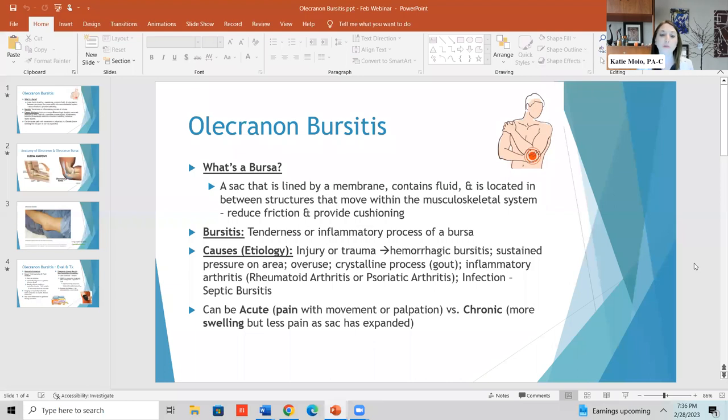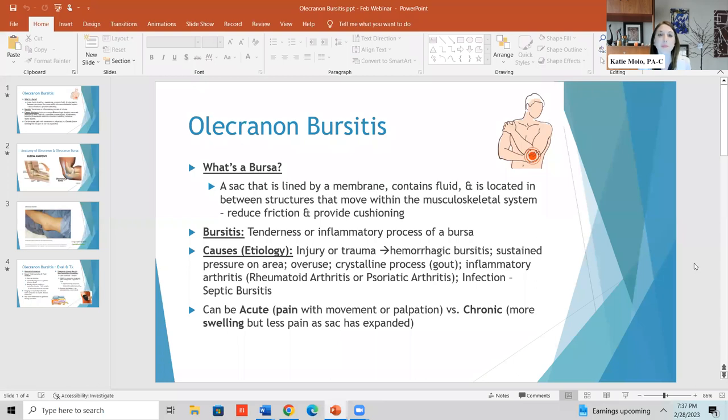So what's bursitis? Bursitis has a misnomer a lot of times that people always think it's infectious, not always. Really all bursitis means is tenderness or inflammation in the bursa. It doesn't have to be infected. It can be infected, inflamed and tender all at the same time, which is what we're seeing with this patient, but it doesn't have to be.